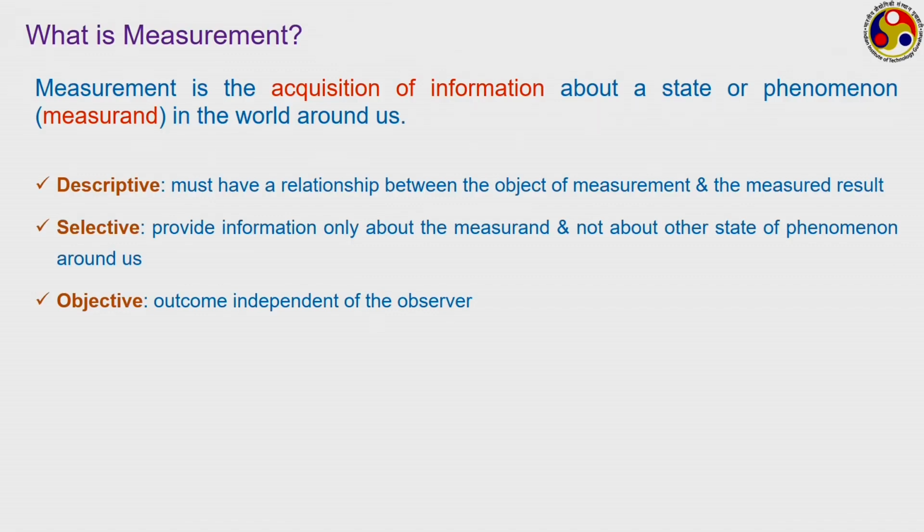So, descriptive and selective, those two have to be satisfied, but objective is another very important aspect which has to be satisfied, or a measuring instrument should satisfy the third one. Truly speaking, a measuring instrument should satisfy all three. Let us take one example.